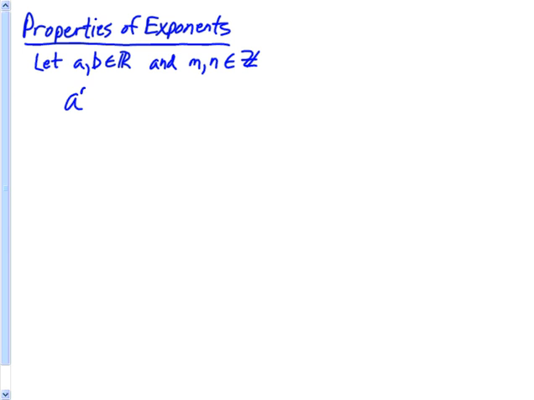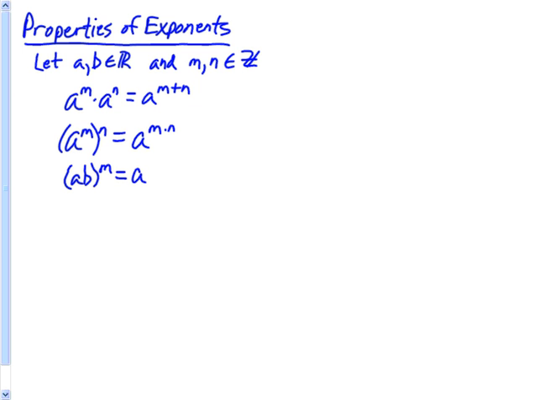If you have a to the m times a to the n, that is equivalent to a to the m plus n. The next one is a to the m to the n, the power of a power property. It's a to the m times n. The next one is power of a product. So you have a times b to the m is equivalent to a to the m times b to the m.